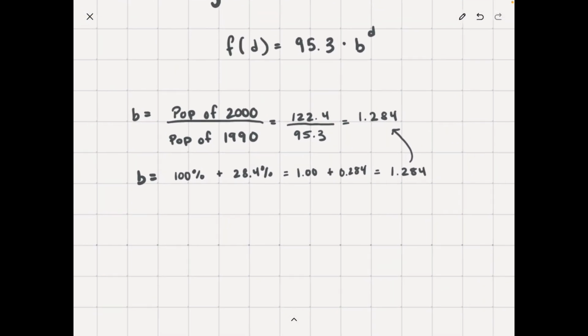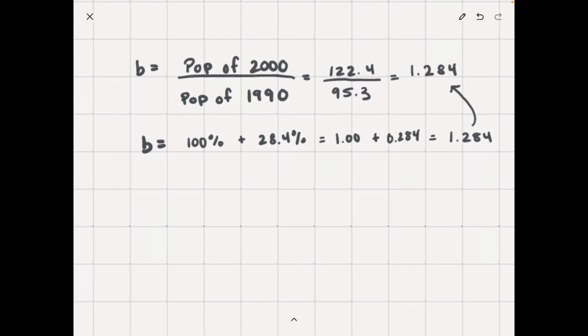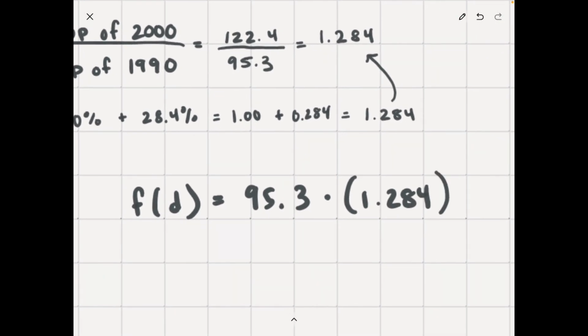So what does that mean for our function? Well, we can take what we had earlier and finish off our function. F of d is 95.3 million people times 1.284, that's our growth factor, raised to the d power, or to the decade, right? So this now represents our population's growth in Nigeria every decade. So whatever I plug into the variable d represents how much the population has changed over that time.